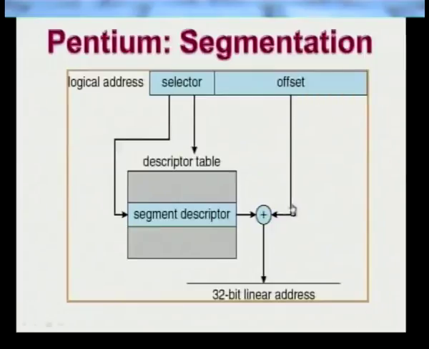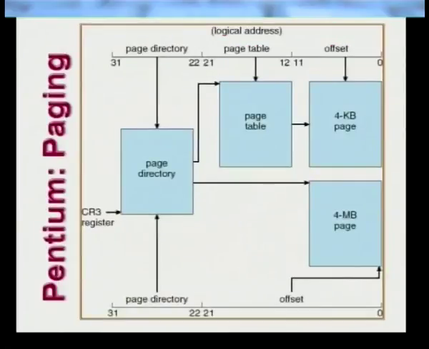This is how the Pentium segmentation works. As in the Intel 80386, here also the selector is taken and identified as an entry inside your descriptor table. The entry would give you the 32-bit base address, and the offset is added along with this, so that the correct 32-bit linear address is generated. This is how the segmentation in Intel Pentium works.